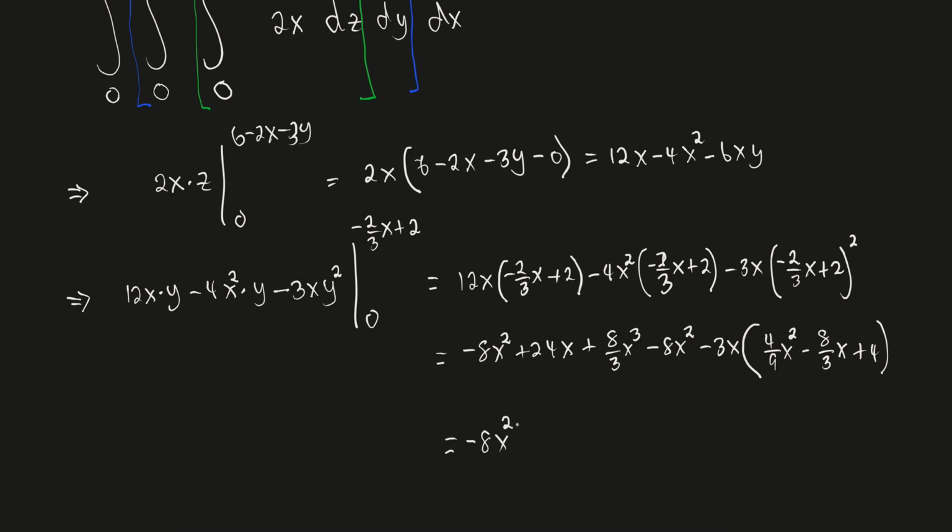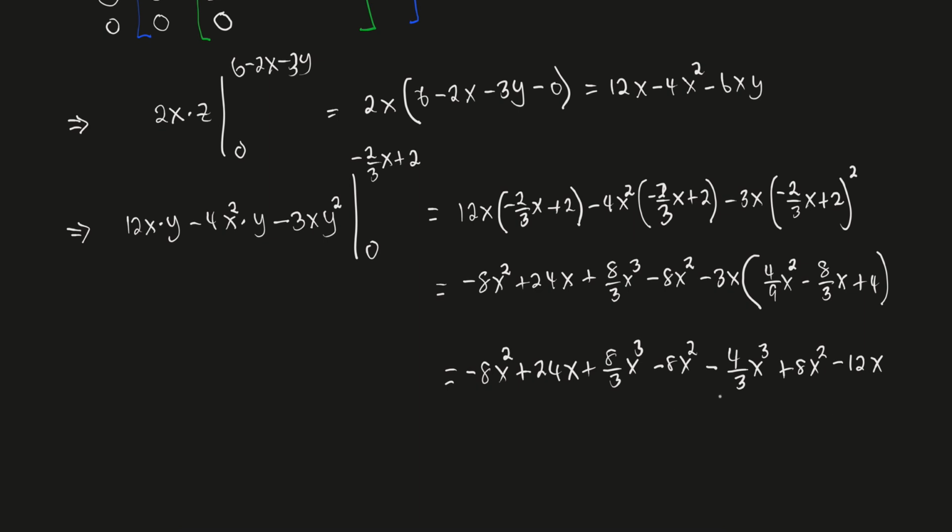Negative 8x squared plus 24x plus 8 thirds x cubed minus 8x squared. Now distribute the negative 3x. So that gives us a negative 4 over 3 because the 3 and the 9 get reduced, and then x cubed. And then we have a positive 8x squared, right? Because it got negative times a negative, the 3 cancels out, so a positive 8x squared. And then finally a minus 12x. Wowza. All right, well, let's look at our like terms to see what we have.